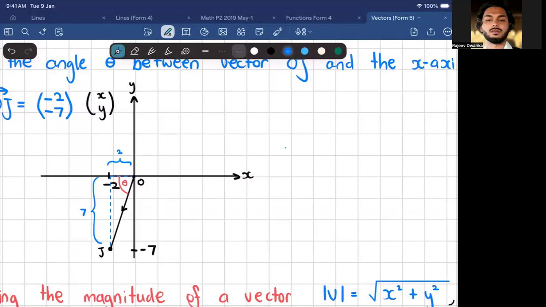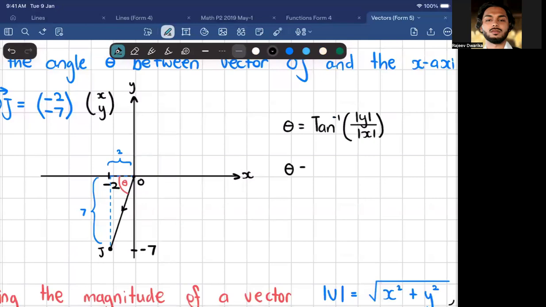So to find the angle, theta, would just be equal to tan inverse of the absolute value of y over the absolute value of x. So, Kadisha, if that is confusing you, don't get confused. All the absolute value means is a positive value, right?